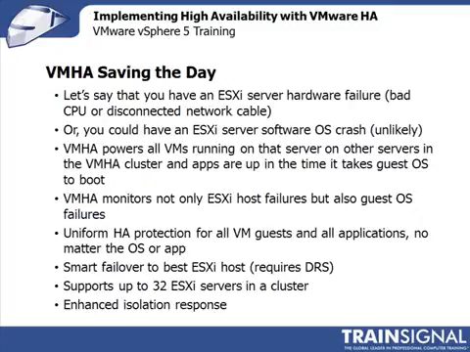So how does this work, right? Let's say that you have an ESXi server hardware failure. Say maybe a bad CPU, maybe a bad motherboard, maybe a combination of both, right? Maybe just a network cable was yanked out of the back of the ESX host. For whatever reason, you lost the host, and that host has virtual machines running on it. VMware HA will power on the virtual machines that were running on the failed host on the remaining ESXi hosts in the cluster.